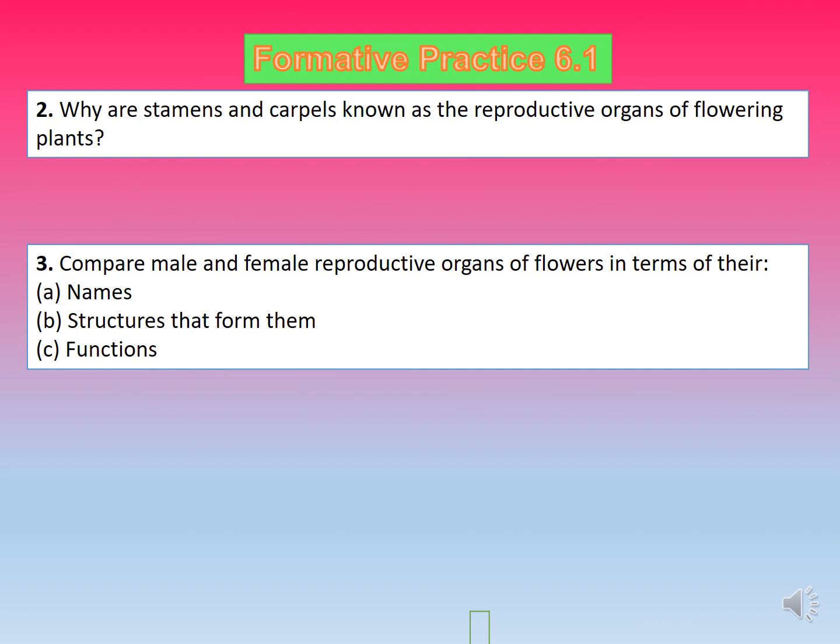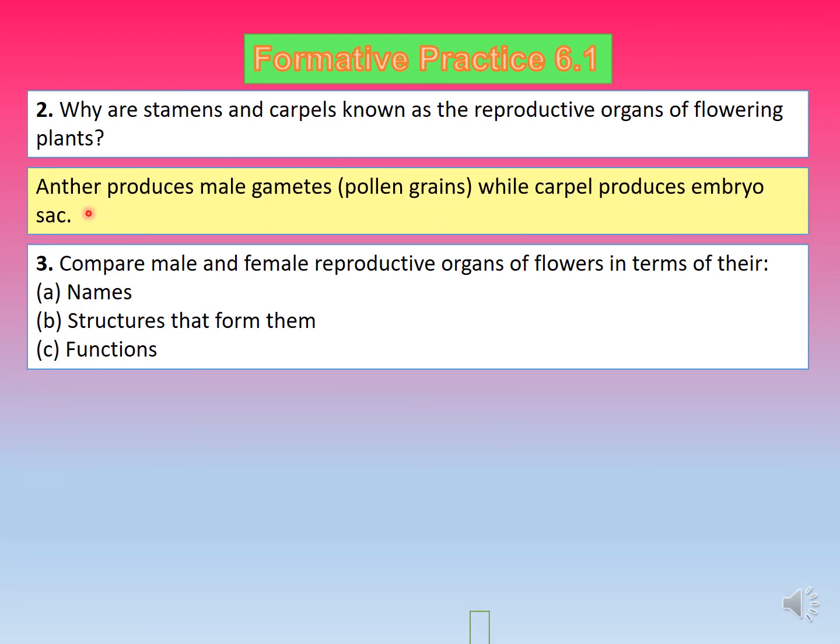Question number 2. Why are stamens and carpels known as reproductive organs of flowering plants? Because anther produces male gametes, or we call it pollen grains, while carpels, the female reproductive organs, produce embryo sacs. Number 3, compare male and female reproductive organs of flower in terms of A, their names, B, structures that form them, and C, functions.